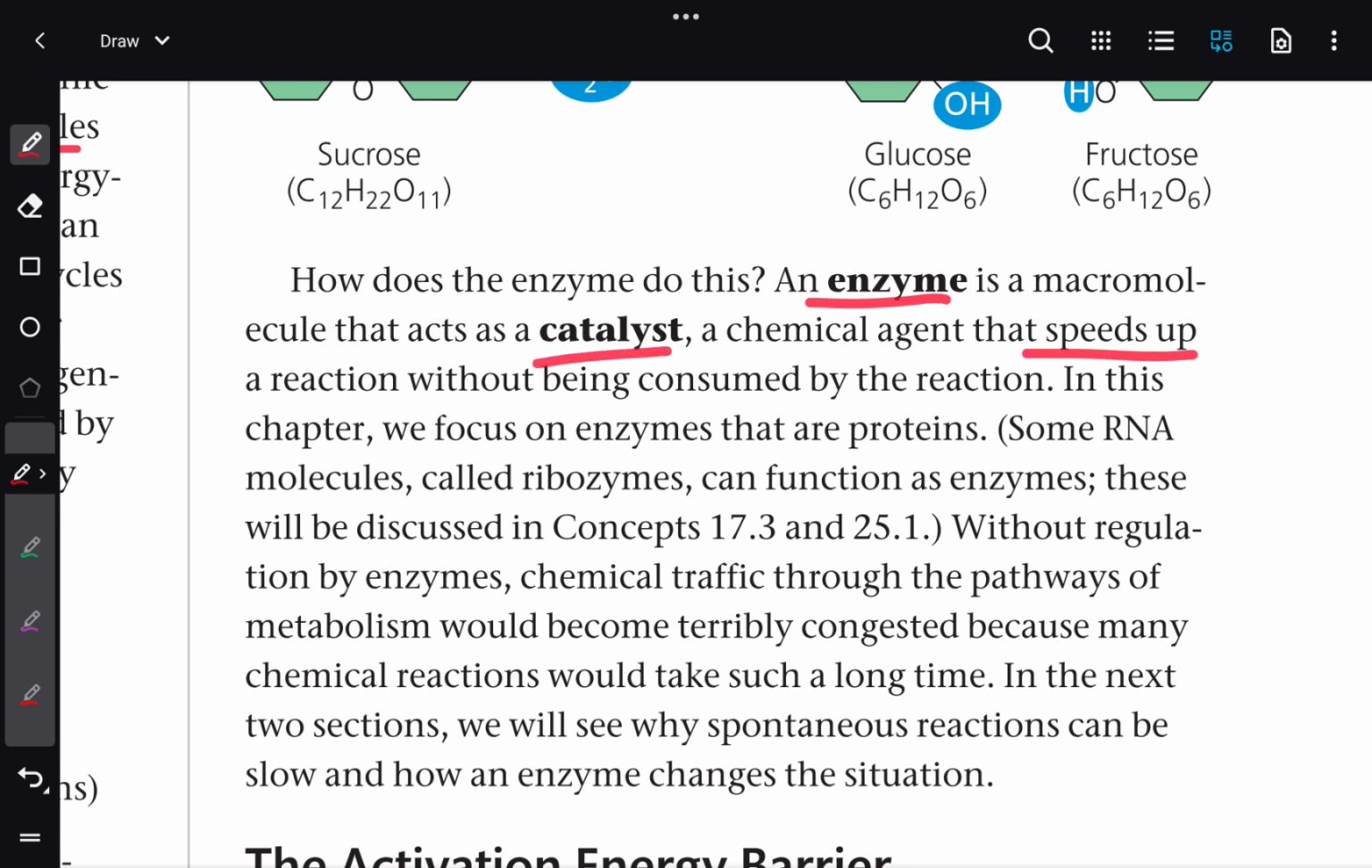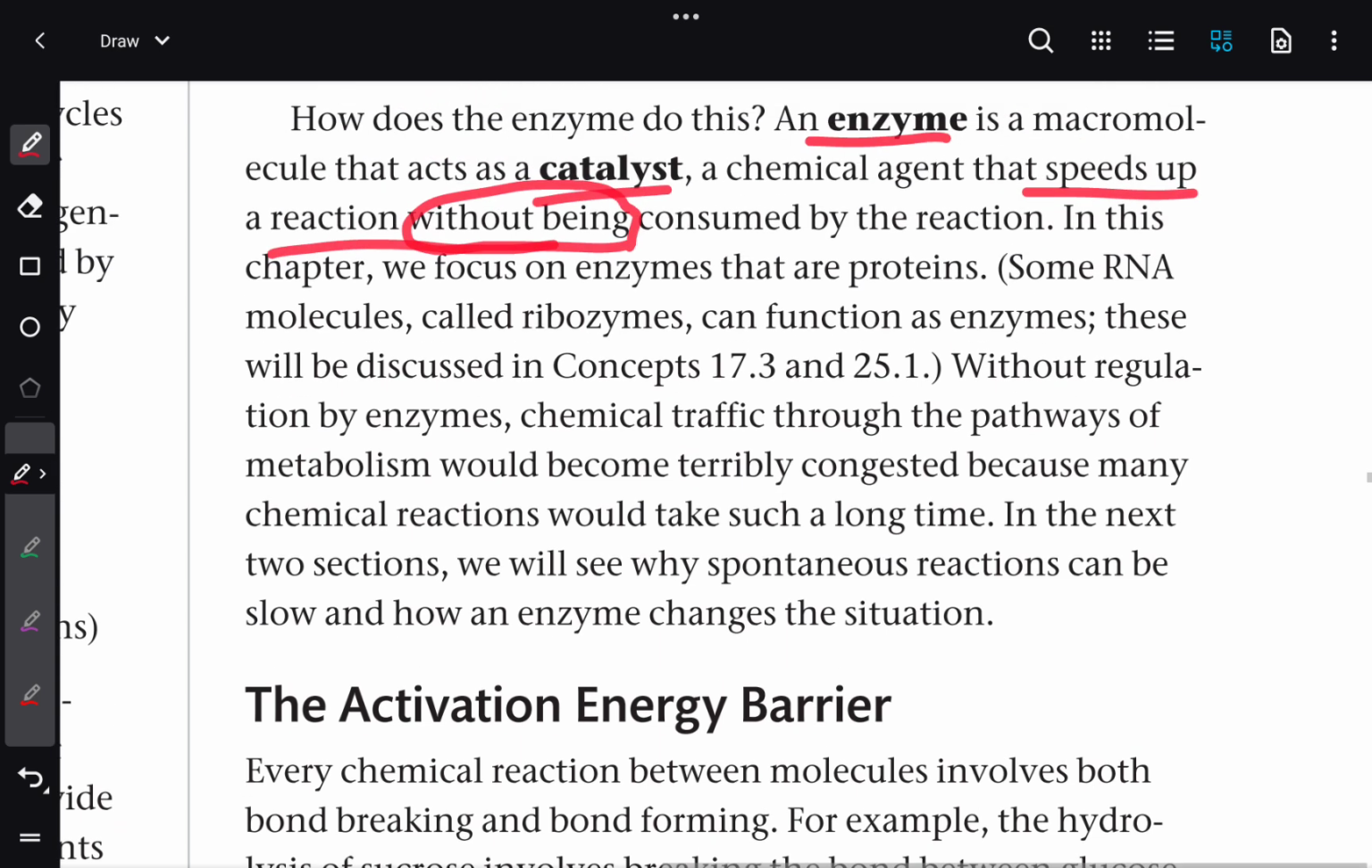It speeds up the reaction without being consumed. That's a very important concept: without being consumed by the reaction. That's why it's not a normal reactant. It's an enzyme. It's a catalyst. In this chapter, we focus on enzymes that are proteins. Not all enzymes are proteins, but some RNA molecules like ribozymes can function as enzymes. These can be discussed later.